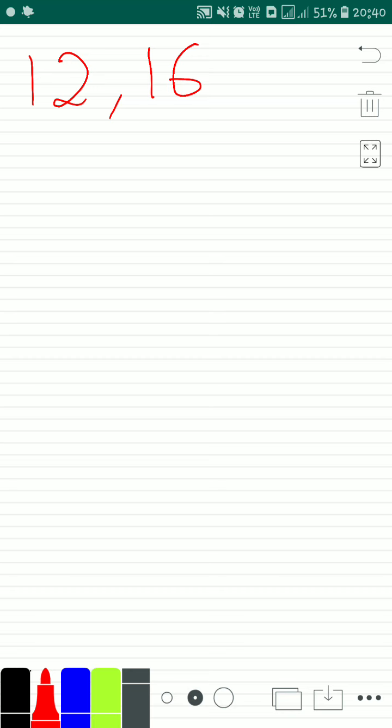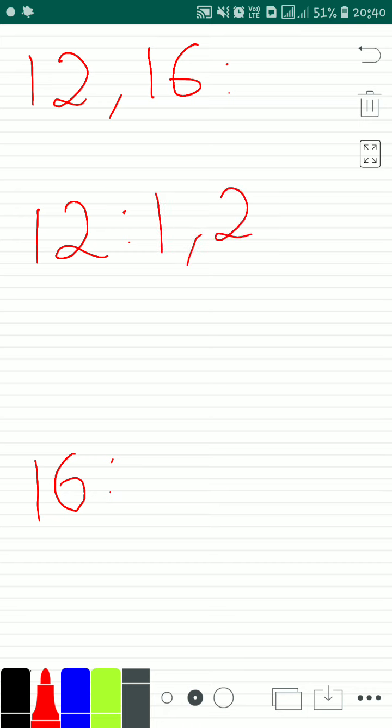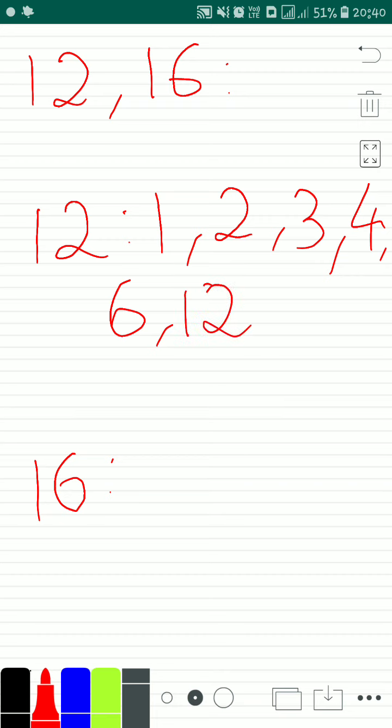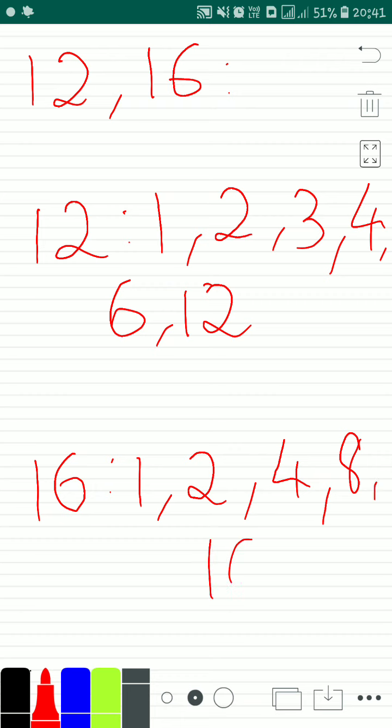First, we should find the factors of 12 and 16. For 12, that is 1, 2, 3, 4, 6 and 12. For 16 it is 1, 2, 4, 8 and 16.